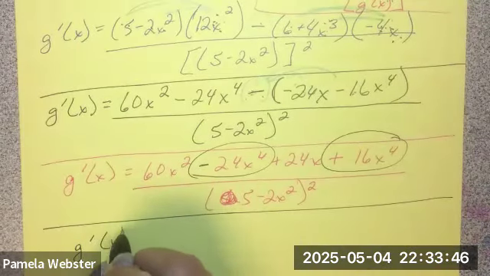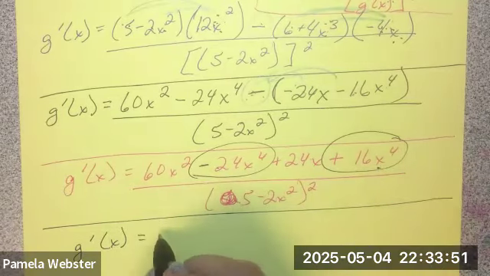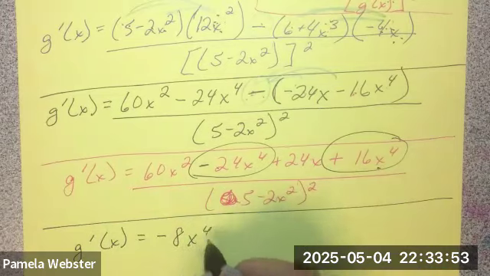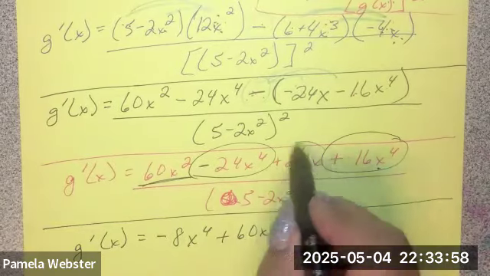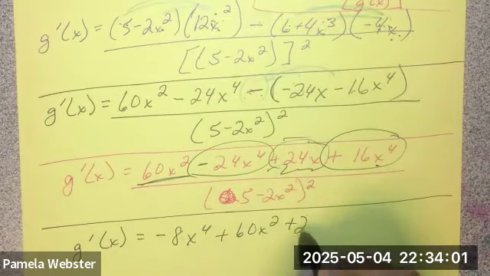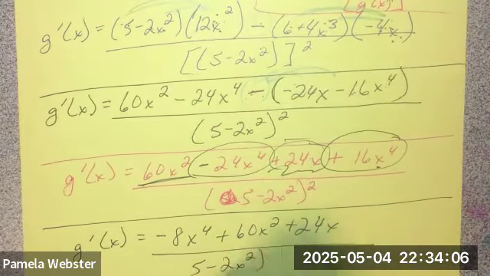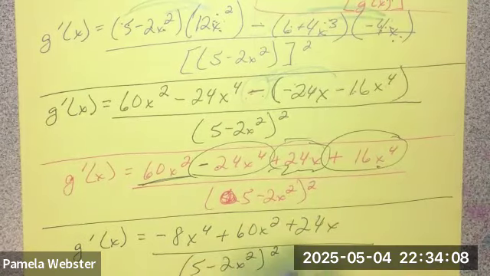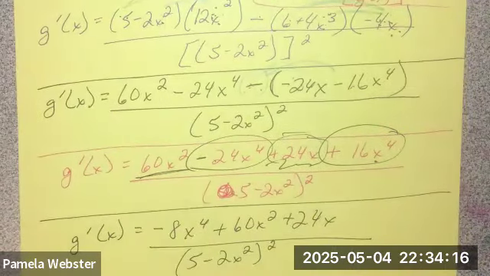g prime of x equals negative 24 plus 16. I think that's a negative 8x to the fourth. And then I got a positive 60x squared. And then I got a positive 24x all over 5 minus 2x squared. And again, right here, I know that you could probably pull out some x squares or x's from the top, but I just don't see where it's that useful. So I'm going to leave it alone.